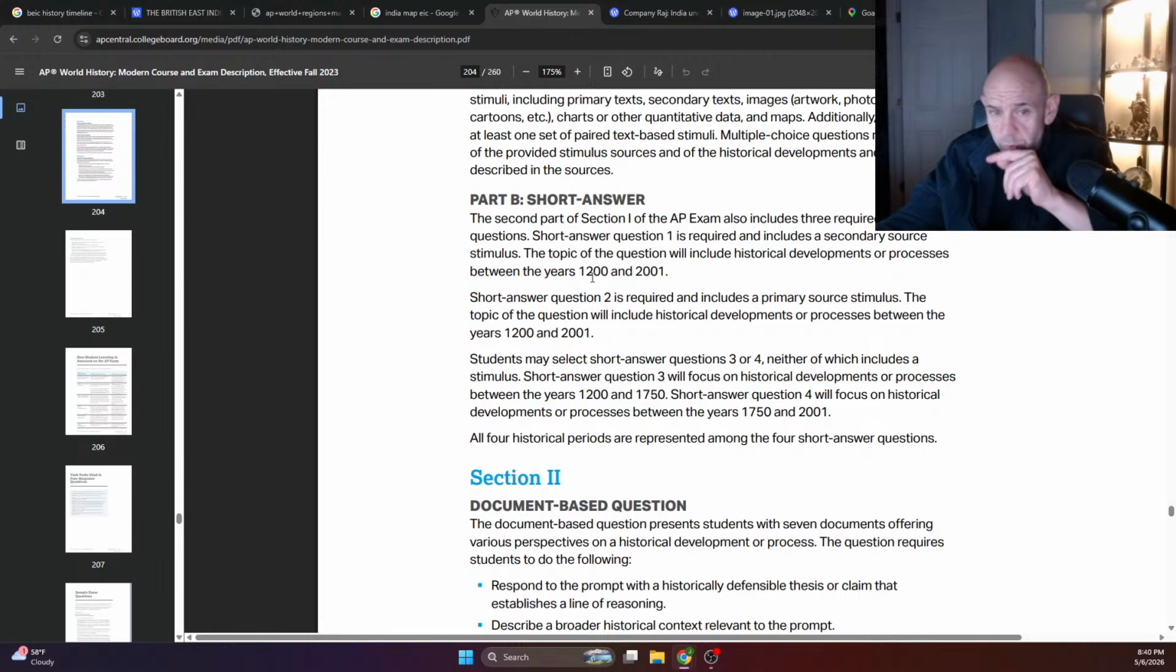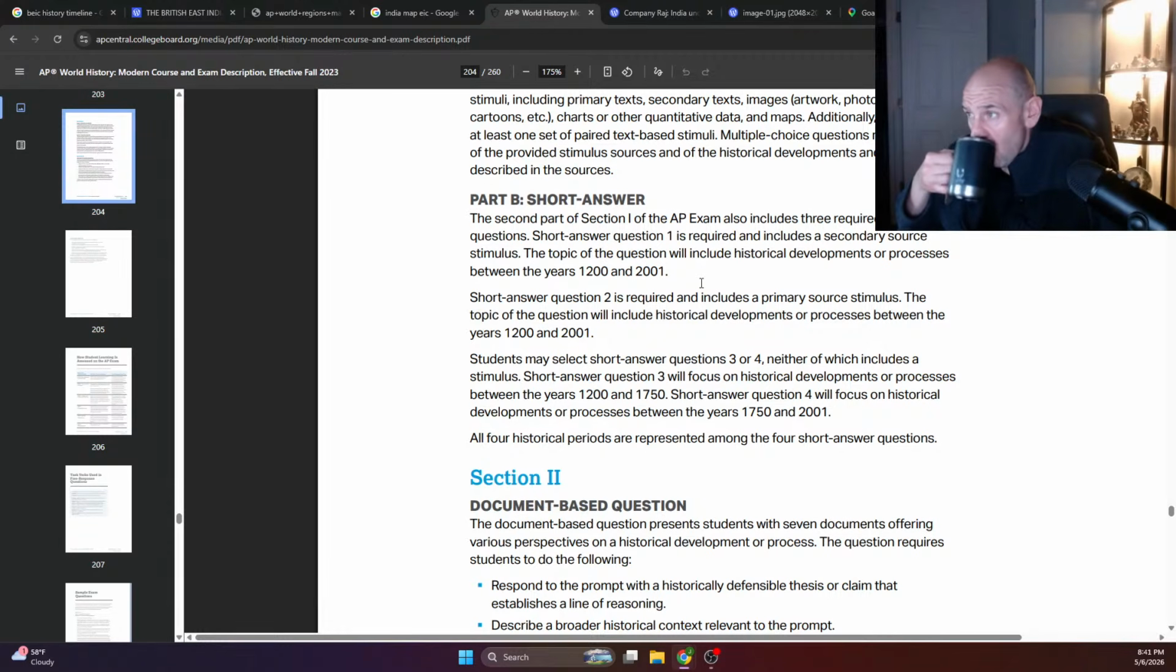Now, question 1 is anything from the entire course. 1200 to 2001 is the entire course. Question 2 is anything from the entire course. The only difference between the two is they guarantee you short answer question 1 will be a secondary source, and short answer question 2 will be a primary source. I don't know how much that really matters at all, but there you go.